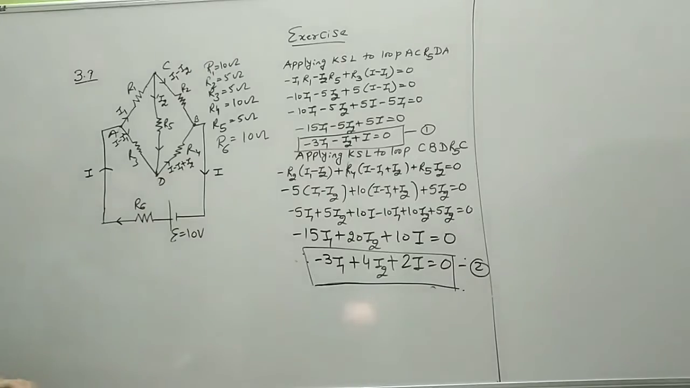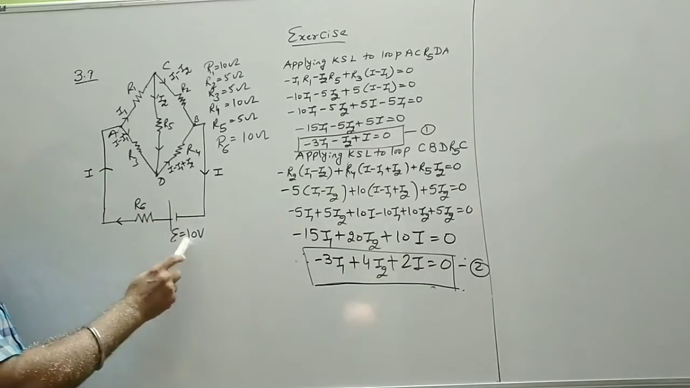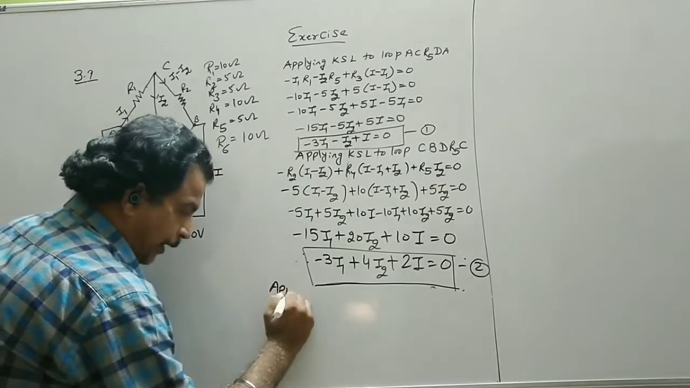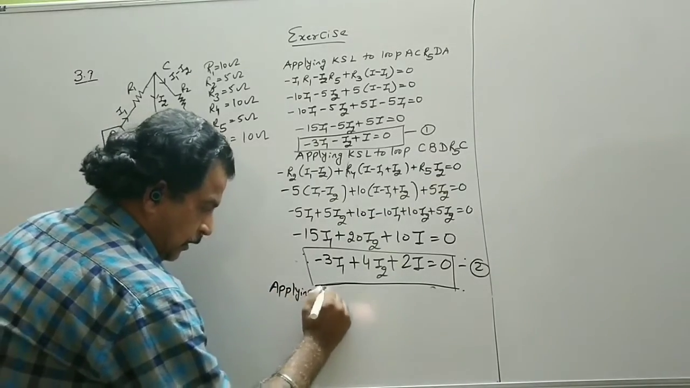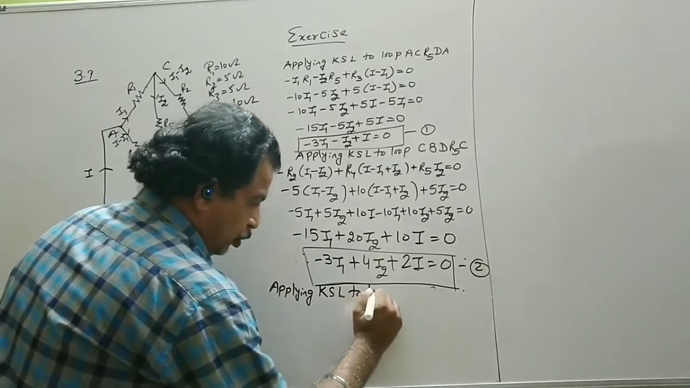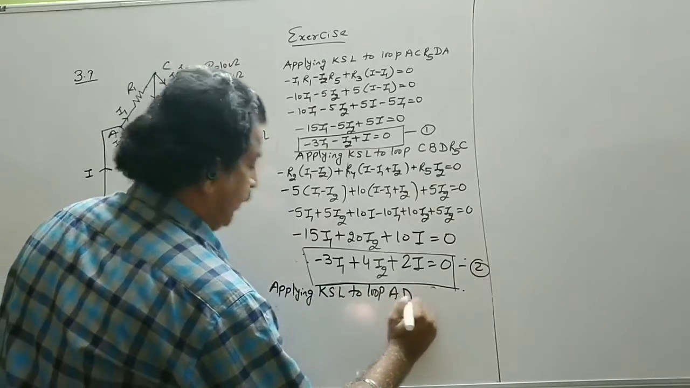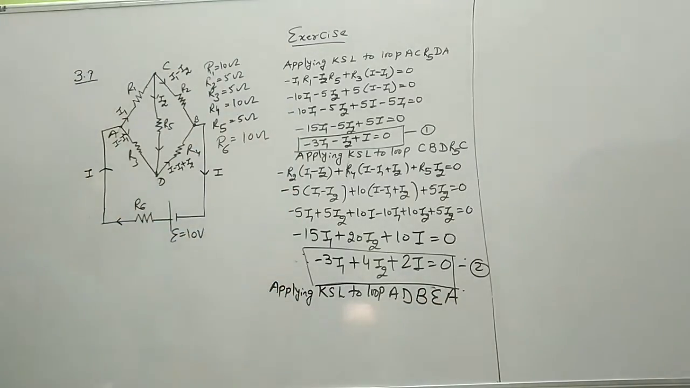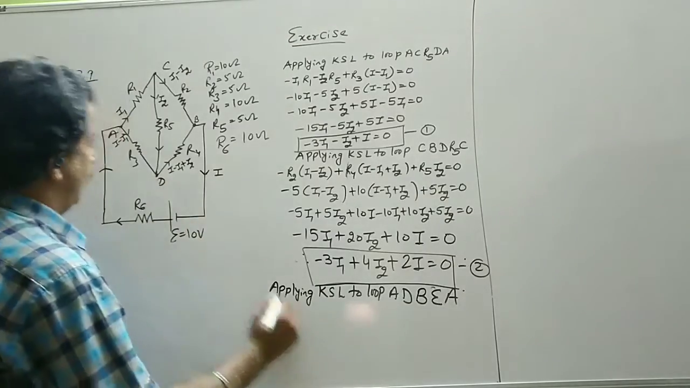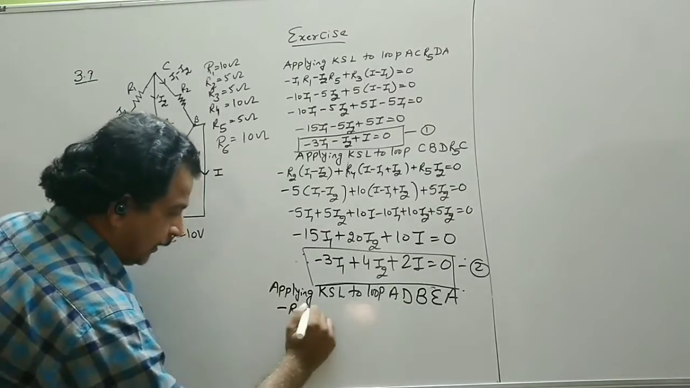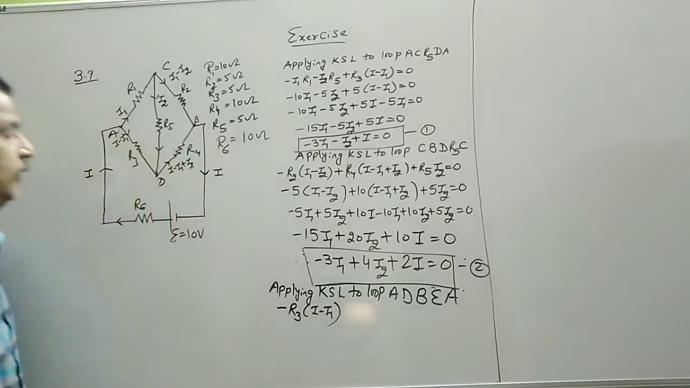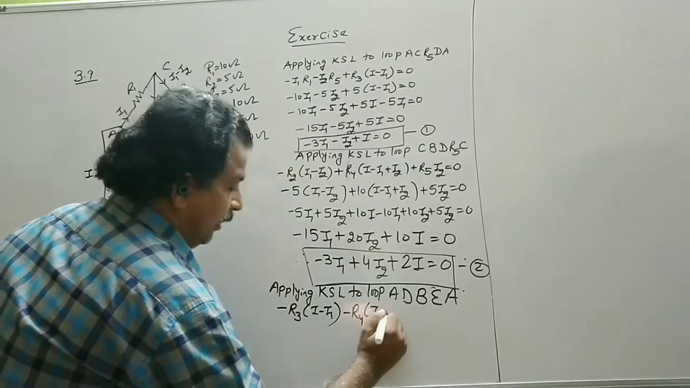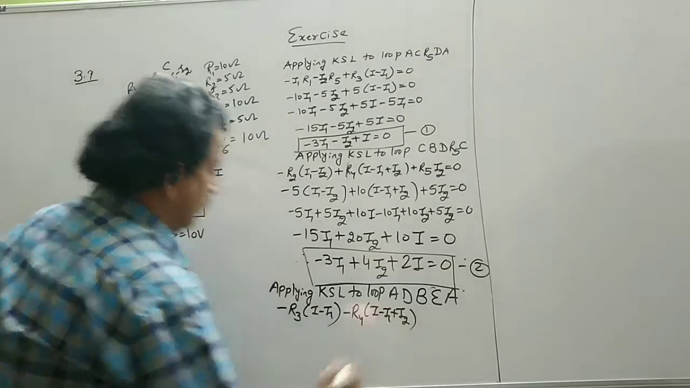For the third loop, because the value of the battery is given, we take a loop which consists of a battery. So applying Kirchhoff's second law to loop A, D, B, E, that is the battery, and again A. So A to D in the direction of current, that is minus R3 into I minus I1. Again in the direction of the current, minus R4 into I minus I1 plus I2.